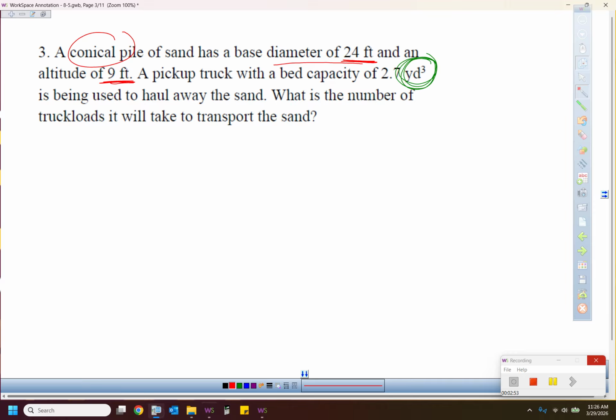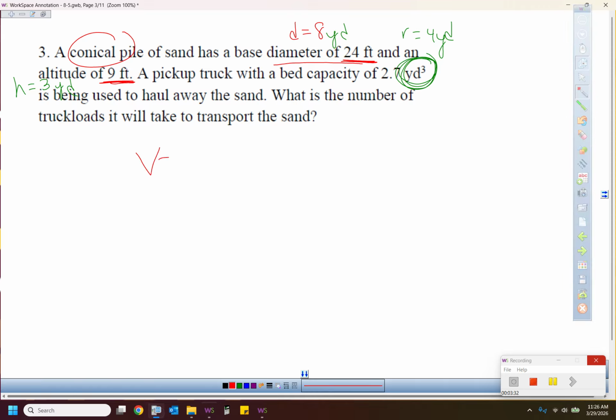So I'm going to change everything into yards. So I'm going to divide that by 3. And the diameter is going to be 8 yards by 24 divided by 3. And that means the radius is actually 4 yards because the radius is half as long as the diameter. Then that means the height, if that's 9 feet, if you divide by 3, would be 3 yards. I should have said yards, guys. Sorry about that. These are in yards. So correct my mistake right there. So I divided by 3 to change them into yards. Sorry for the small mistake.